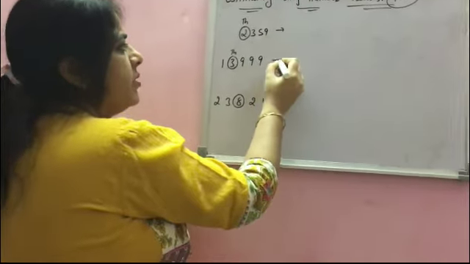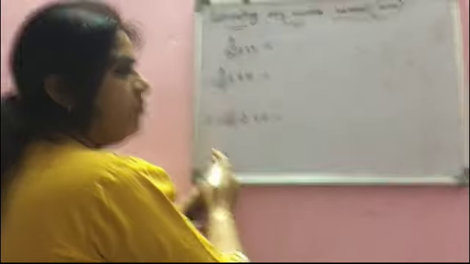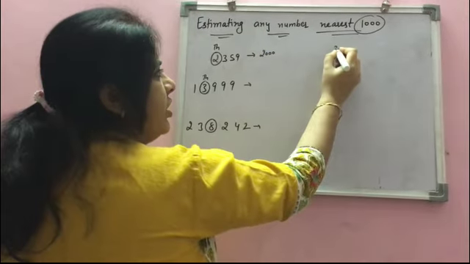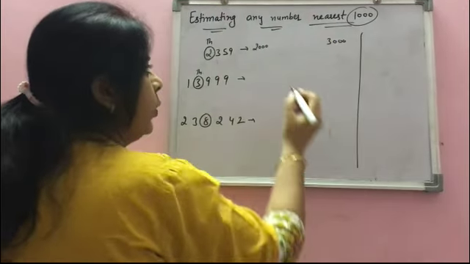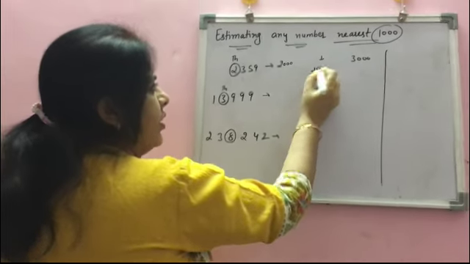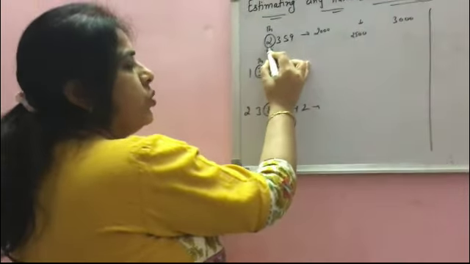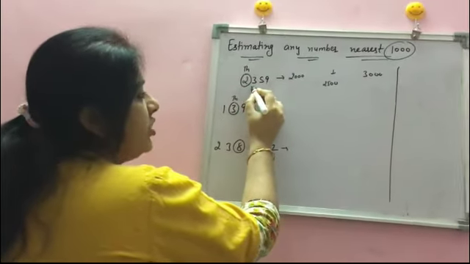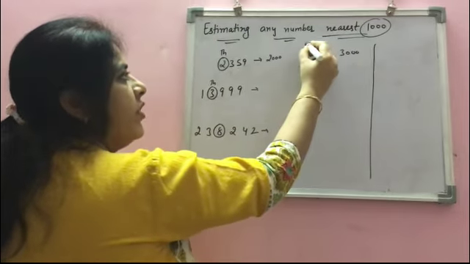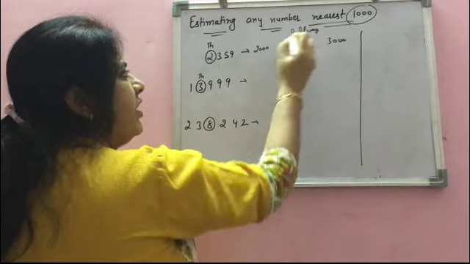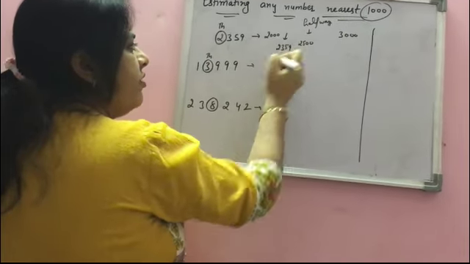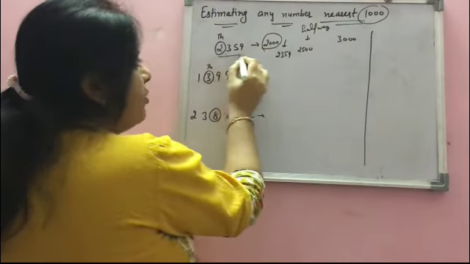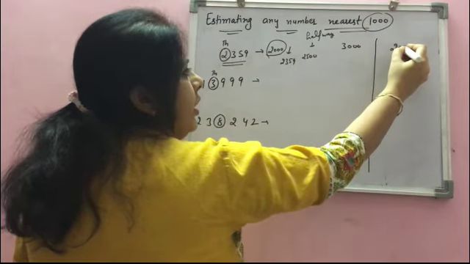Now the multiples of 1000 between which these given numbers lie are 2000 and 3000 for this number. What is the halfway? 2500. Because the 1000 place digit is 2, it lies between 2000 and 3000. So it is less than 2500. 2359 is less than the halfway. It means it lies somewhere here. So the multiple it is near to is 2000. So this number estimated to nearest 1000 will be 2000.